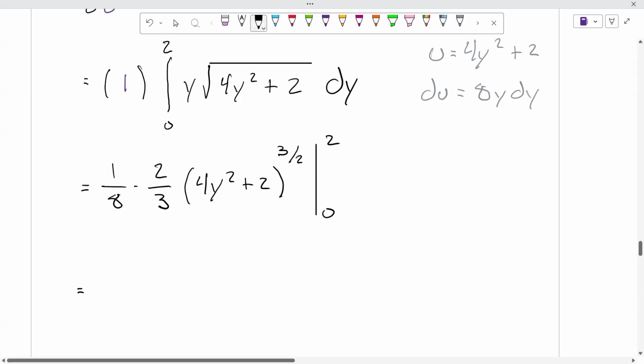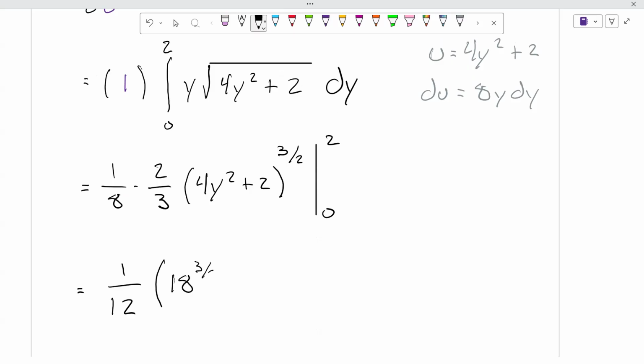So 1/8 times 2/3 is 1 over 12, times whatever I get when I plug some stuff in. If I plug in 2, that'll be 4 times 4, which is 16, plus 2 is 18, raised to the 3/2 power, minus whatever I get when I plug in 0, which unfortunately isn't just 0 this time, because I'll still be left with 0 plus 2 to the 3/2 power.